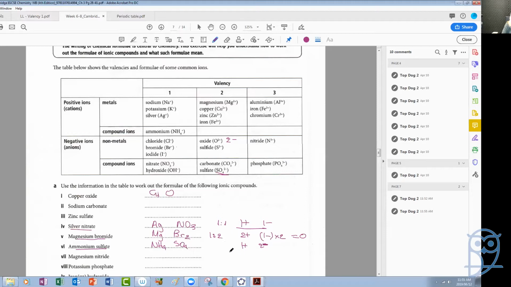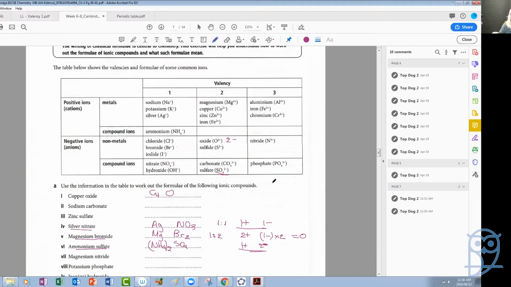So 2-, which means this lot, the way we have written, is not neutral. So we have to have 2 ammonium ions. And because we need 2 of them, we put the whole thing in parentheses and we write a 2 there, to say we need to have 2 ammonium ions combined with 1 sulfate ion to make a neutral structure.